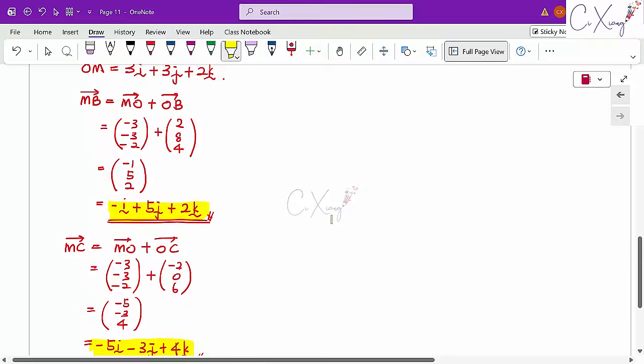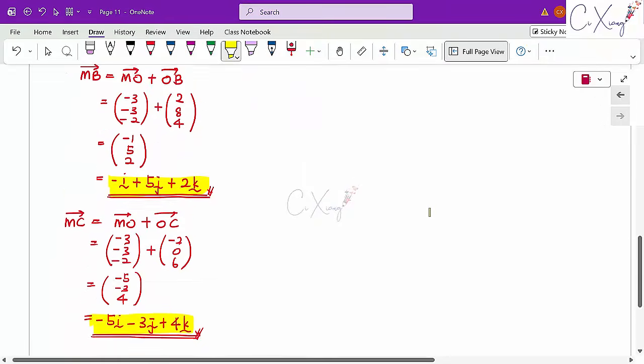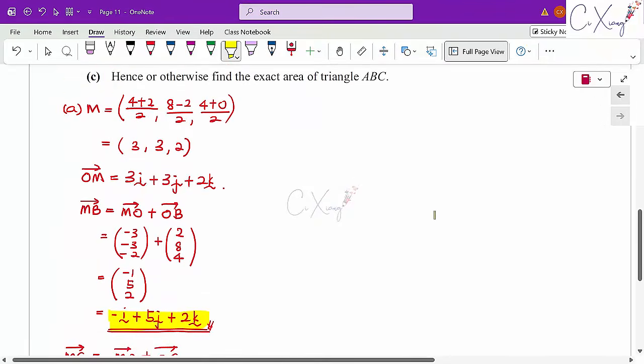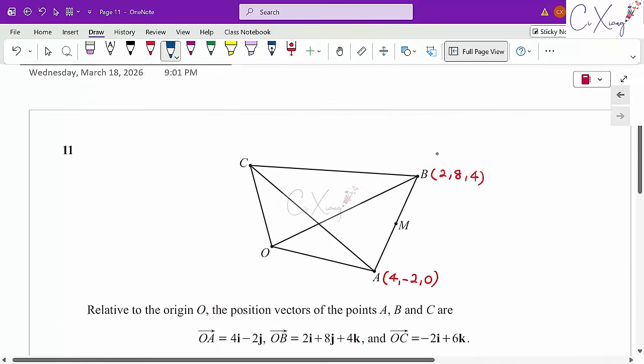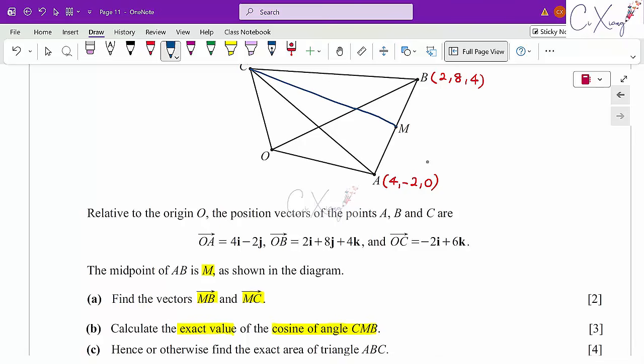Okay, so we're done with part 1. Then let's have a look at part 2. Calculate the exact value of the cosine of angle CMB. Oh, so they're asking for the cosine of the angle. For the angle CMB, if I look at the diagram, C, M, and B denote this particular angle, this one, in blue color.